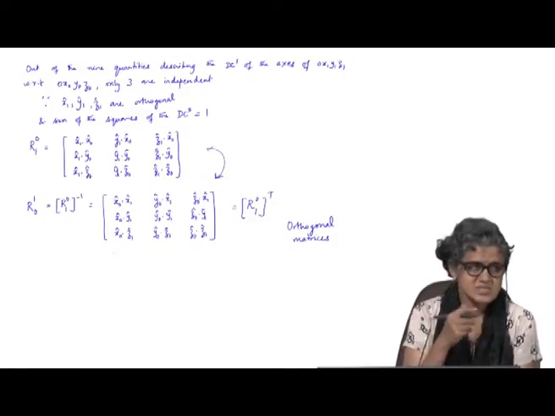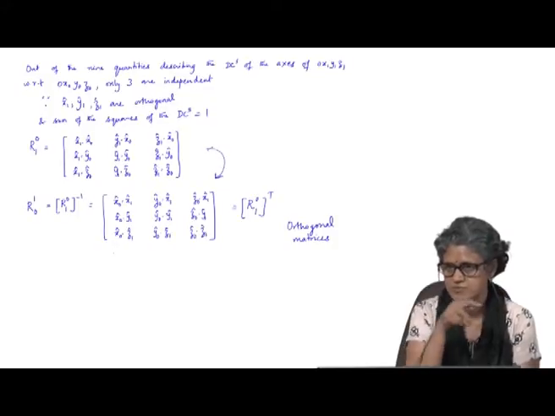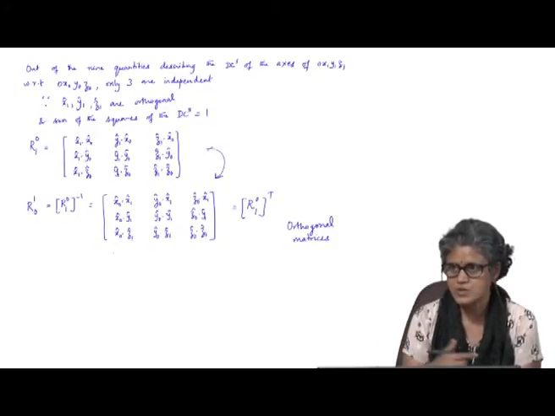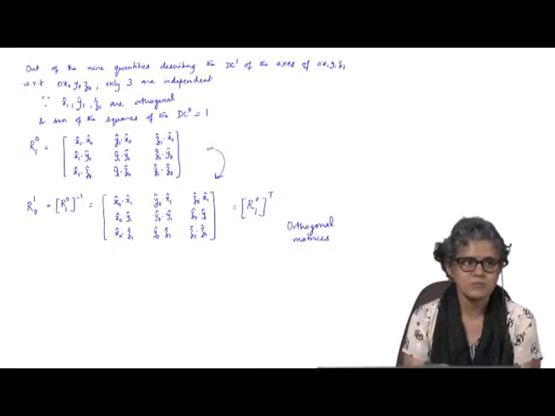So, the sum of the direction cosines is equal to 1. The sum of the squares of each row and each column equals 1.